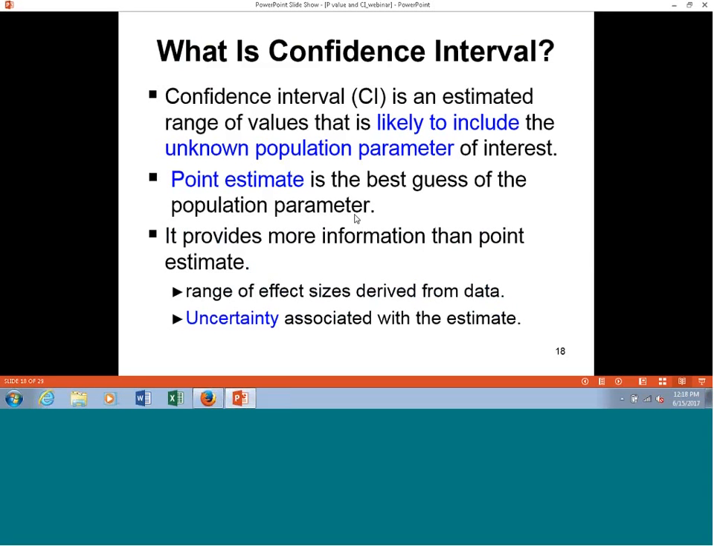Confidence interval is an estimated range of values that is likely to include the unknown parameter of the population that we are interested in. Point estimate is the best guess of the population parameter, and confidence interval provides more information than point estimate. By presenting a plausible range of effect sizes derived from the data, it shows uncertainty associated with the estimate.